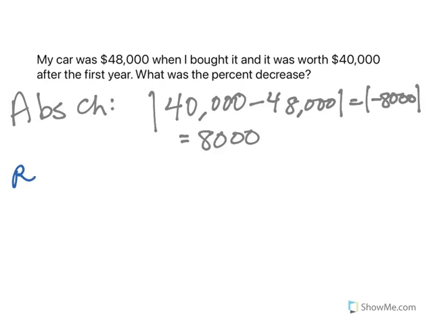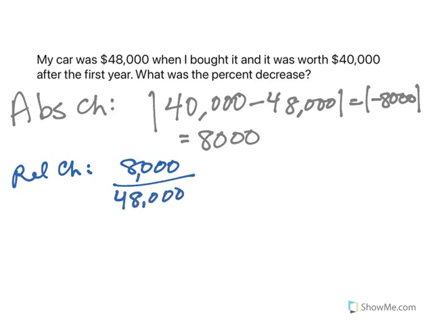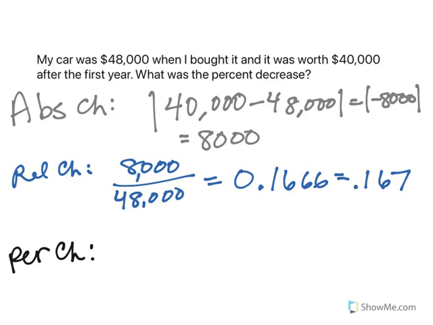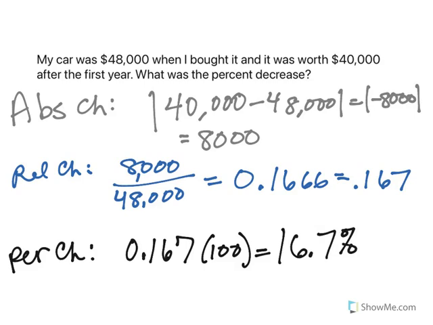Now, to find our relative change, we take that 8,000 and divide by our initial value. So 8,000 divided by 48,000 gives 0.166, and it repeats. Let's just round to 0.167, just for fun. Now, to find the last piece, the percent change, which in this case is a decrease because my values have decreased, I take that relative change and multiply by 100. So I would have a 16.7% decrease. And that is how we find the percent decrease.